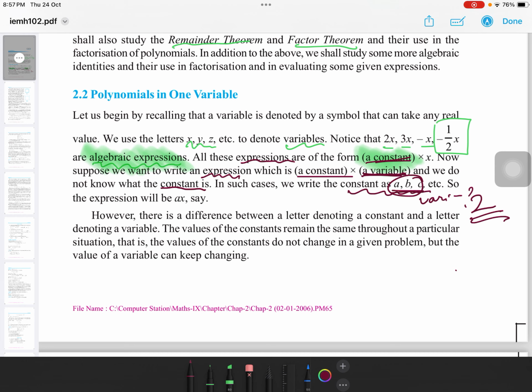We don't know the value for A, B and Z. So can we consider it as a variable? But no. So they clearly say there is a difference between a letter denoting a constant, remain the same throughout. I made a mistake. Wait, let me erase it. Now it's correct. So a letter denoting a constant and a letter denoting a variable.